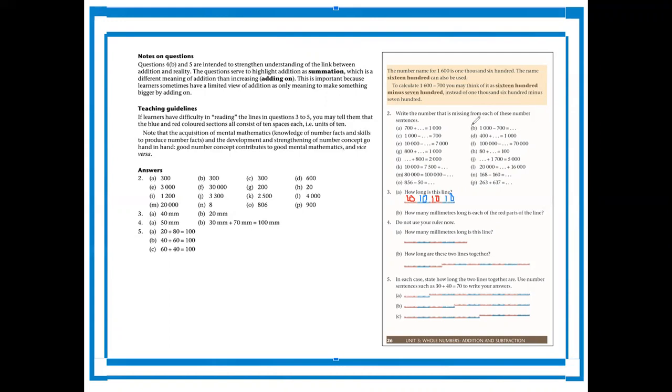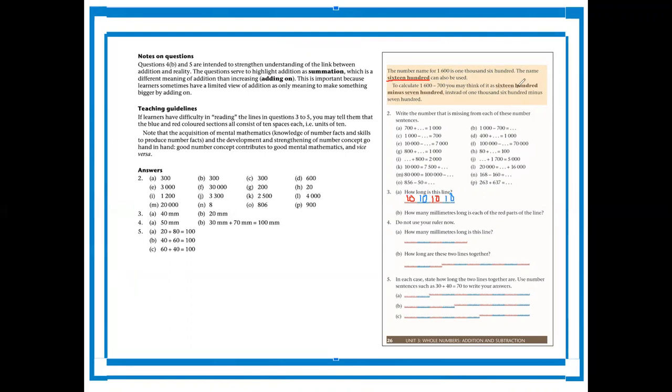So then it says here, the number name for 1600 is sixteen hundred. The name one thousand six hundred can also be used. So in South Africa in general, we would say sixteen hundred. It's not very common to say one thousand six hundred in South Africa. It still is correct, but usually we say sixteen hundred. So to calculate 1600 minus 700, you may think of it as 16 hundred minus 7 hundred instead of 1600 minus 700.